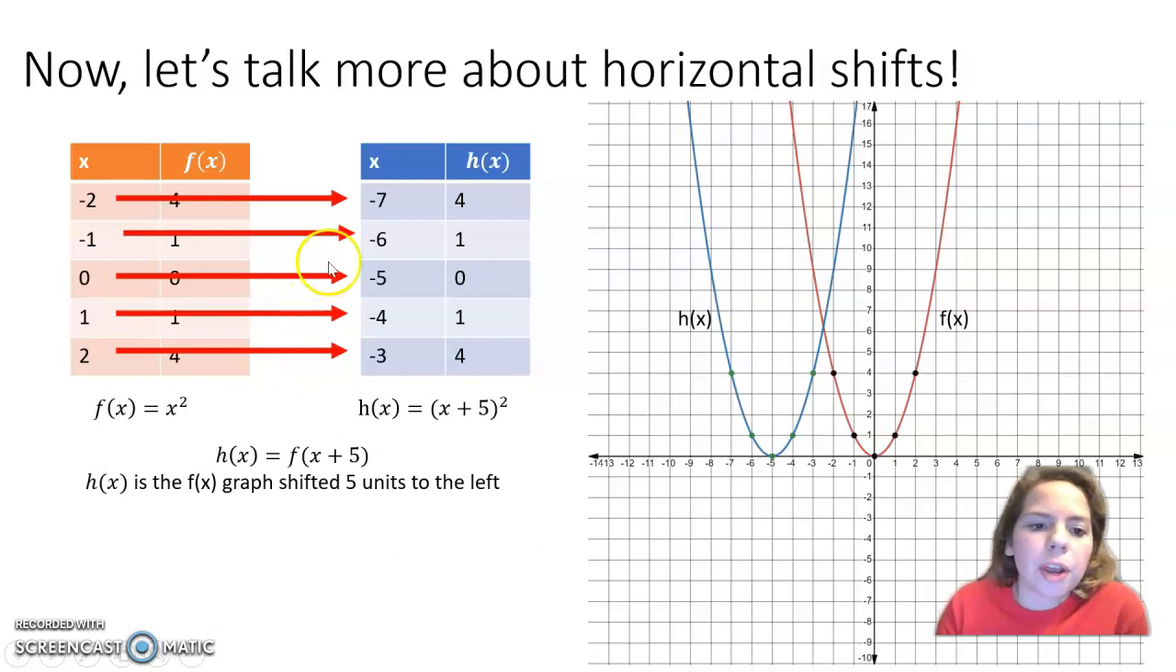And just again, mentioning our x values and how they change. If you look at our ordered pairs, you're going to see -2 becomes -7, -1 becomes -6, 0 becomes -5, 1 becomes -4, 2 becomes -3. So it's the y values staying the same because, of course, we're not moving it up and down. We're just changing the x values, so that's why we're moving horizontally.